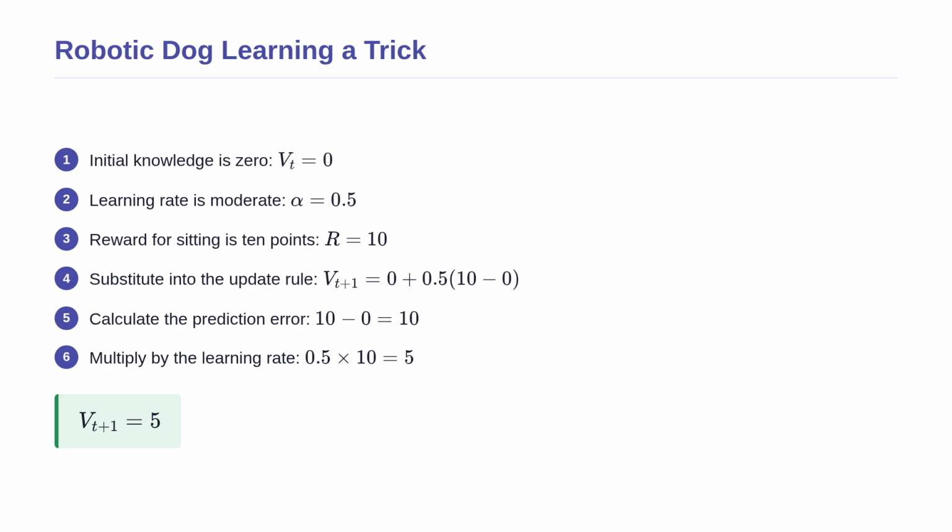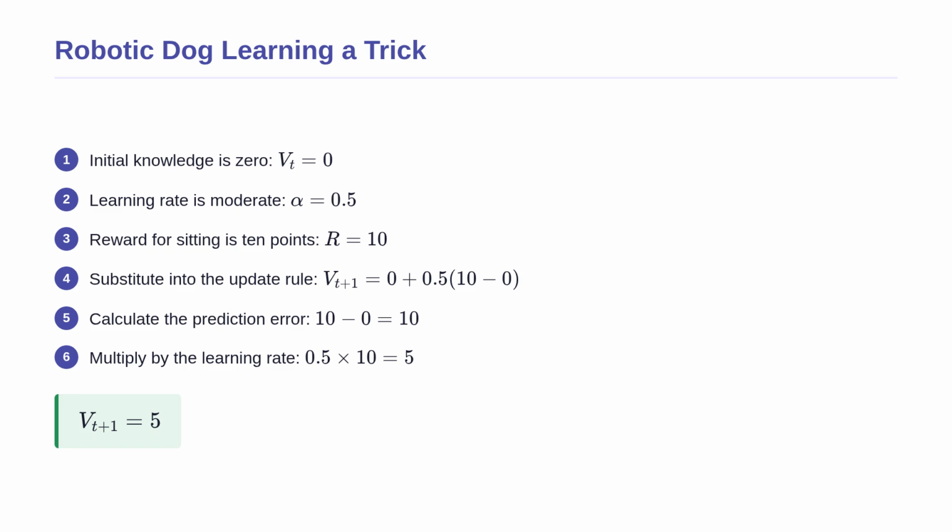Before we move on, let us see this formula in action with a concrete example. Imagine we are training an AI-powered robotic dog to sit on command. Initially, it has no idea what the command means, so its starting knowledge, Vt, is 0. We set the learning rate, alpha, to 0.5. When it accidentally sits, we give it a reward, R, of 10 points. We plug these values into our formula.